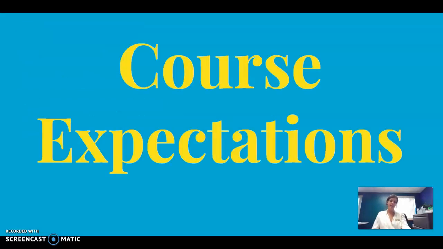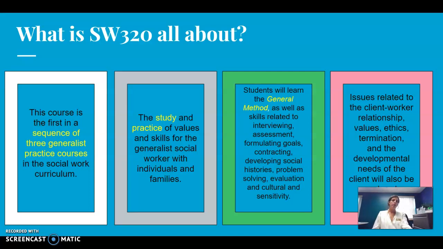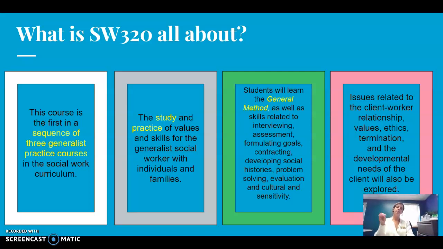All right, course expectations. So what is this class all about? Individuals and Family, like I said, is the first course in the sequence of 3 generalist practice courses. I know you've probably heard us talk about generalist practice over and over and over. It's basically saying all of the skills that you are taught in Kuiper's social work curriculum can be translated to the individual level, the group level, the community level, so micro, meso, macro, and even global.